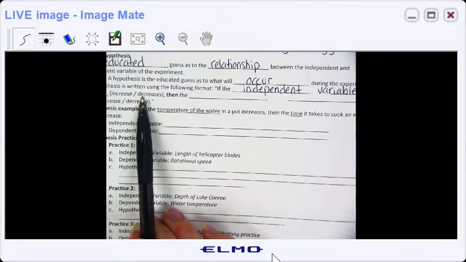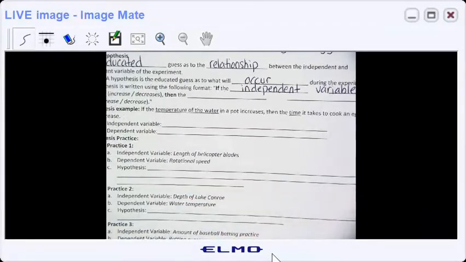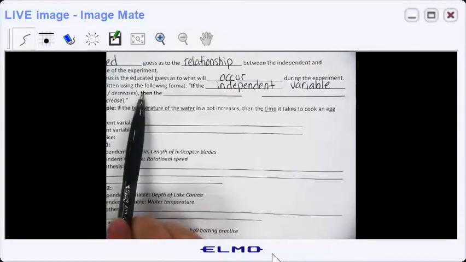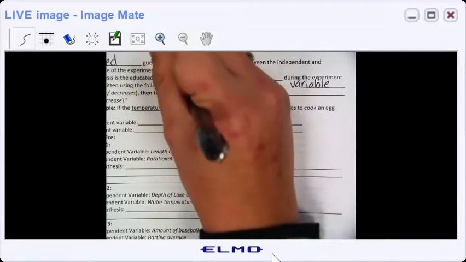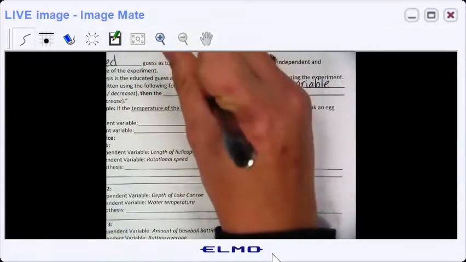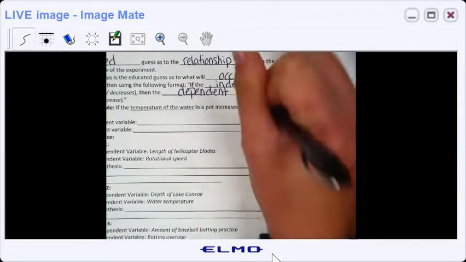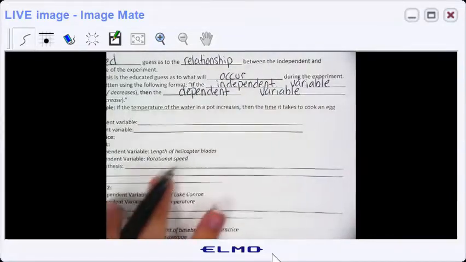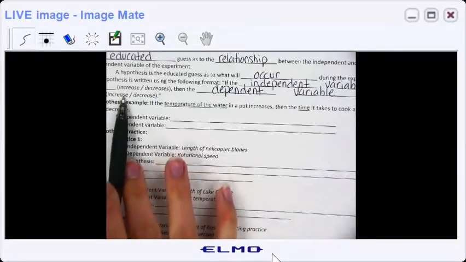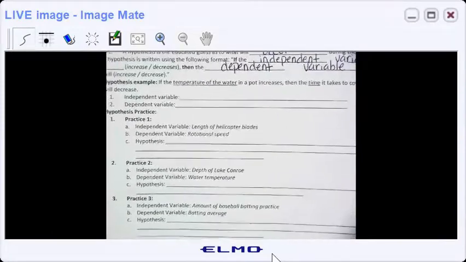And you can't get a hypothesis wrong because it's your educated guess. So you are able to choose between increases and decreases. Then the dependent variable will do something. So it will either increase or decrease. So we will go through an example together right now.